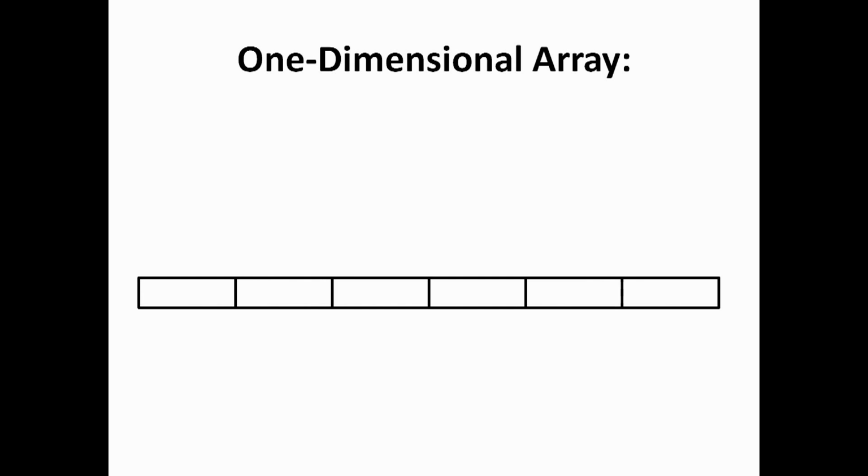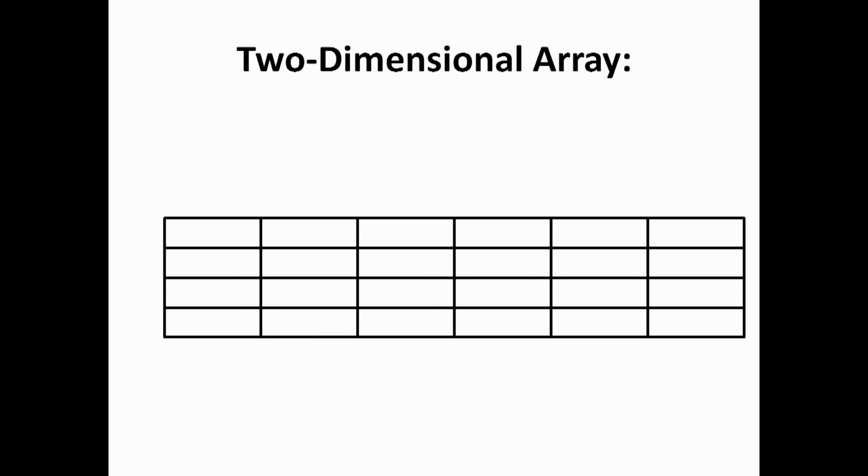Previously, we have learnt about one-dimensional arrays. We visualize them like this, a row of numbers. This is a two-dimensional array. A two-dimensional array has two dimensions. It looks a little bit like a grid. We will call our two-dimensional array Patricia.